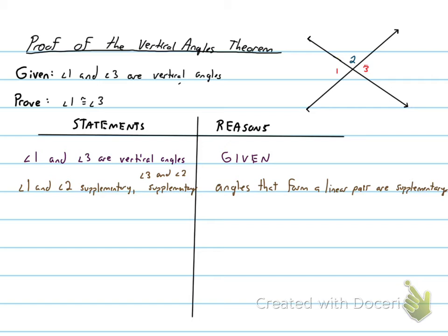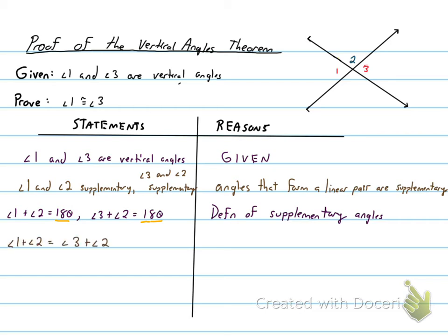And what I know about supplementary angles is that they're two angles that add up to 180. So I can say that angle 1 plus angle 2 equals 180, and angle 3 plus angle 2 equals 180. And that's just by the definition of supplementary angles. Notice here that both of those equations equal 180, so if angle 1 and 2 add up to 180, and 180 equals angle 3 plus angle 2, I can get rid of that 180 as a middleman and just say that angle 1 plus angle 2 equals angle 3 plus angle 2. And that would be by the transitive property.